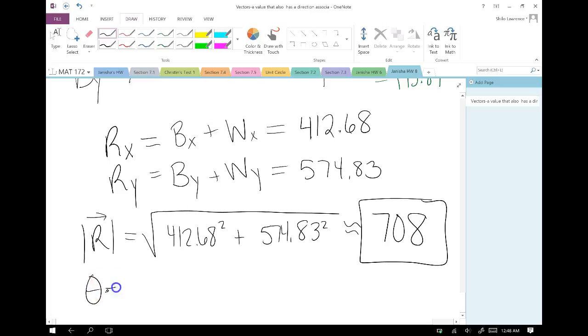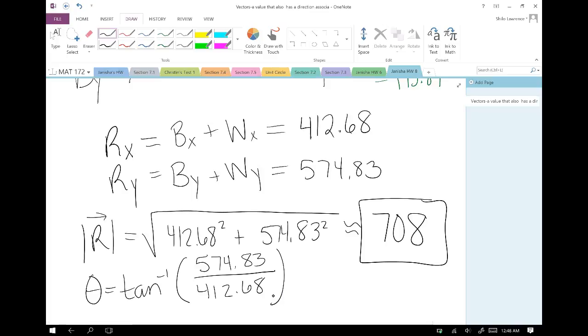And then for theta, we do tan inverse of the y over the x. And I got about 54.3 degrees, but make sure you look at the directions under the answer box and see how they want you to round.